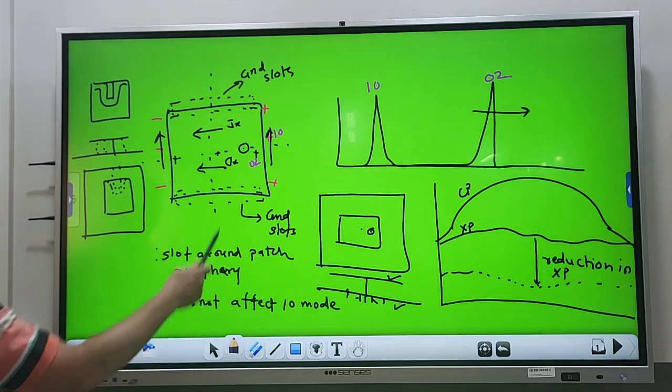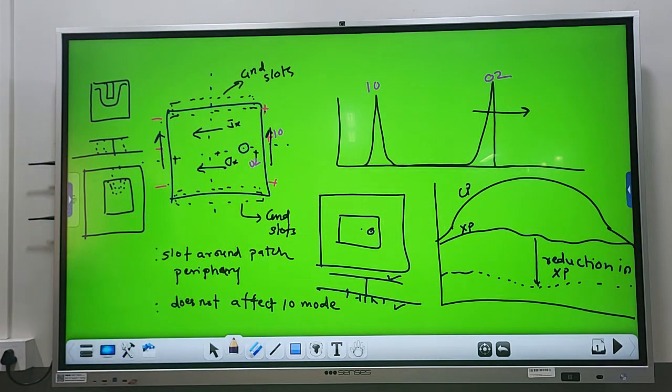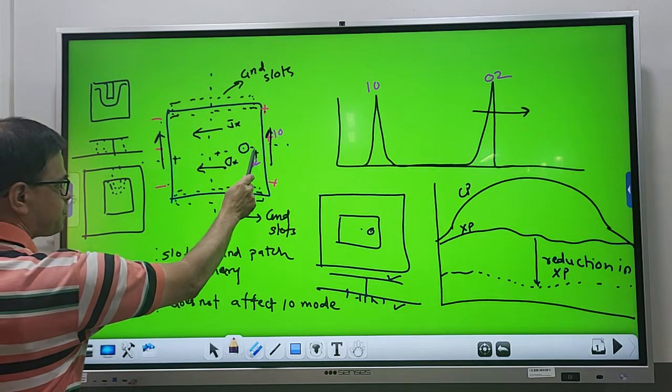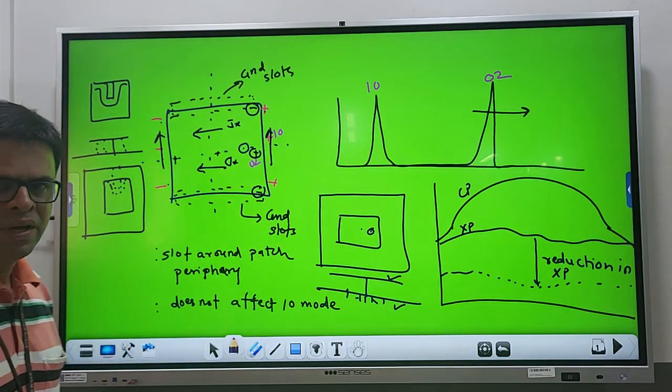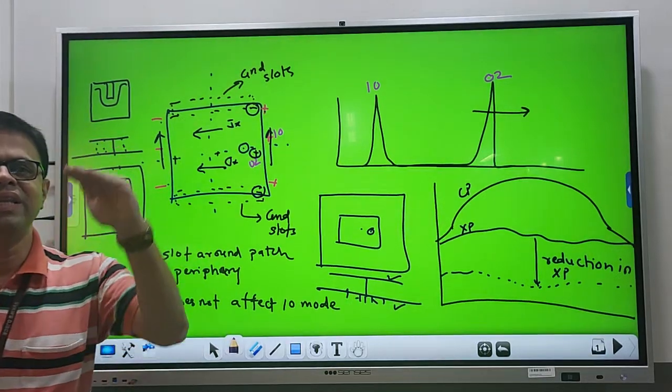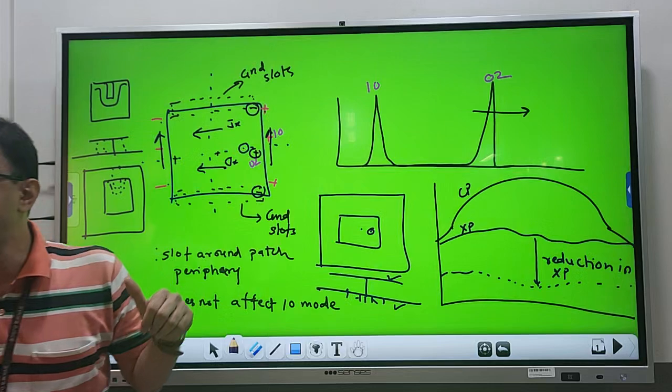And the distribution of that I have shown. This is the field distribution for TM10 mode, and then orthogonal, this is the field distribution for TM02 mode. That is the distribution that will be present at TM02 mode. Now how does it affect the 10 mode?